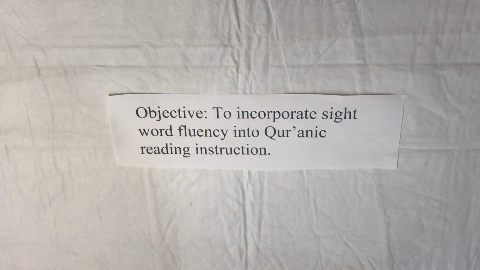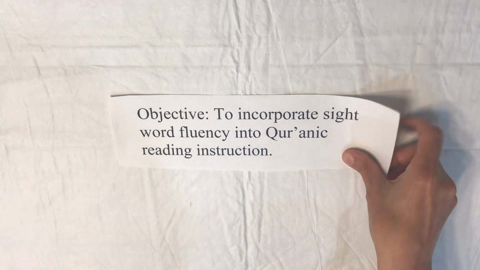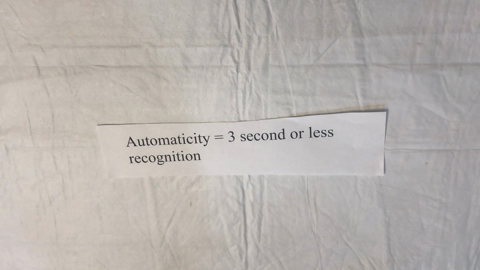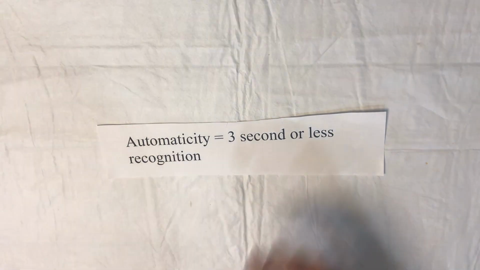The purpose of today's lesson is to incorporate sight word fluency into Quranic reading instruction. This is the second lesson for Quran teachers. The first one was about the neurological processes needed to decode phonemes, and this one is more about automaticity. Automaticity means that we recognize a word in 3 seconds or less.